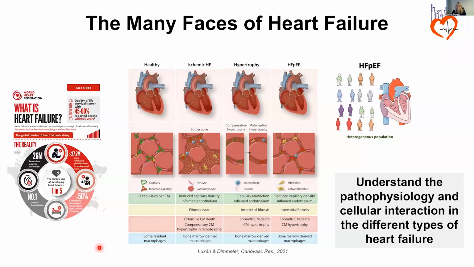As you know, heart failure is becoming an increasing problem because of the higher incidence, and it comes in different flavors, meaning that there's heart failure with reduced ejection fraction, which can be due to ischemia or hypertrophy, or heart failure with preserved ejection fraction, which has many different origins and different features.